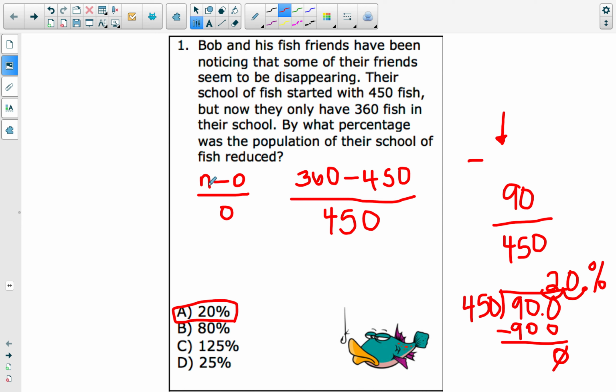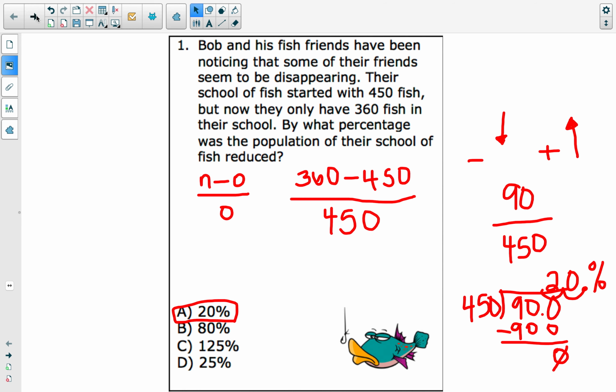And recall, you take your new and you subtract your old from it, and you set that up as a fraction all over the old or the original amount, which is what I did here. If you're left with a negative, that means it's going to be a decrease. If you're left with a positive, then that change is going to be an increase. Once you have that set up, like I have negative 90 over 450, ignore the negative sign. That just means it's going to be a decrease. I set up my division problem here, and now I have 20%. So that's how you figure out the change in percent.